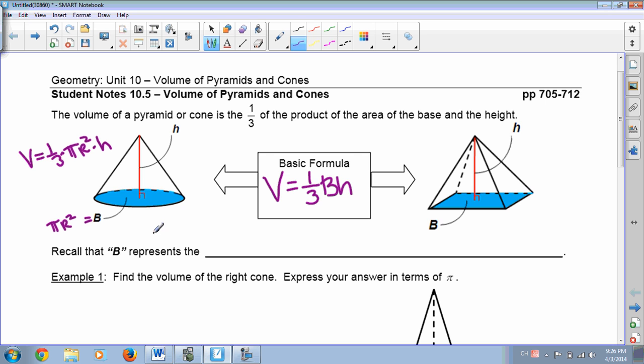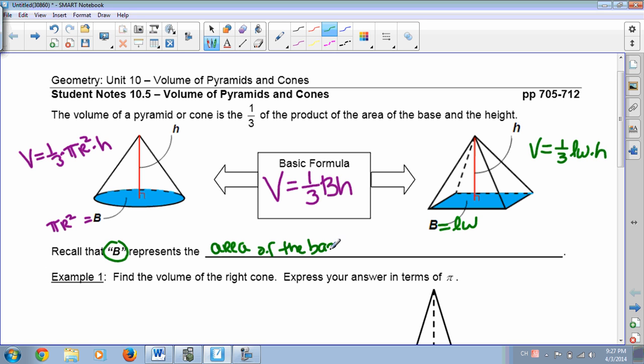times your height. Okay? With a pyramid, the area of the base is either, sometimes it can be a triangle, sometimes it can be a square, or sometimes it can be a rectangle. In this case here, it is a rectangle, so the area of the rectangle is length times width. So to find the volume of a rectangular pyramid, it would be 1/3 times length times width times your height. Okay, remember that B represents area of the base. I'm pretty sure we've pounded this into your head at this point.